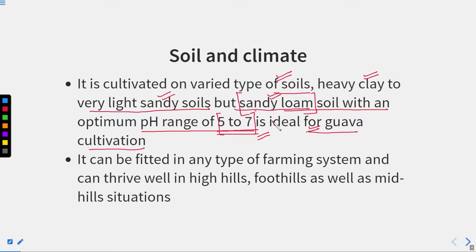Okay, if we talk about the climate, then it can be fitted into any type of farming system and can thrive well in the high hills, foothills, as well as the mild hill situation. So basically, these fruits are grown best in the hilly region, right? But it is also grown in mild hill situations also, right?